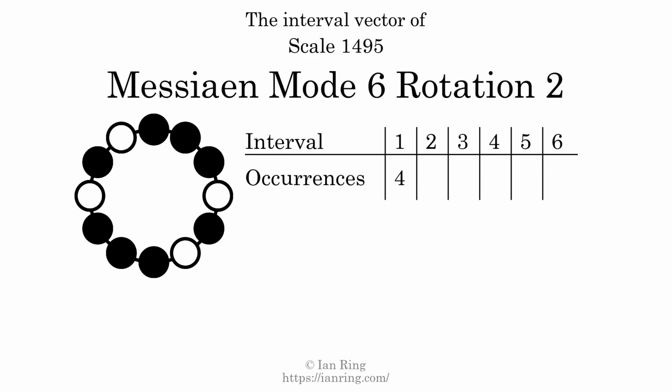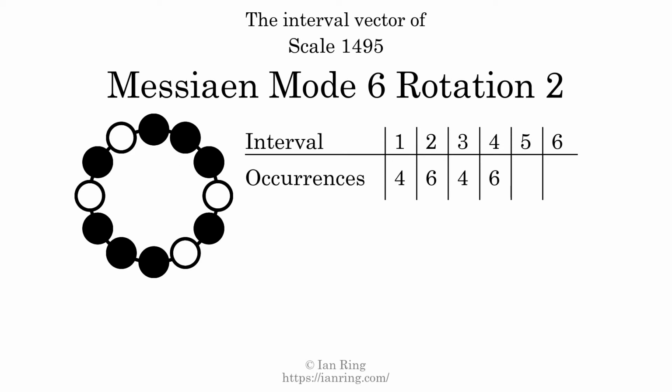There are 4 intervals with a size of 1 semitone. They are here, here, here, and here. There are 6 intervals with a size of 2 semitones. They are here, here, here, here, here, and here. There are 4 intervals with a size of 3 semitones. They are here, here, here, and here.